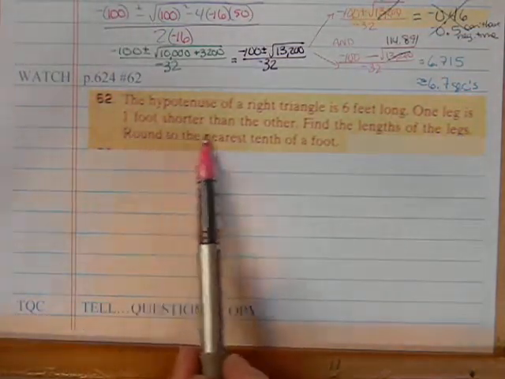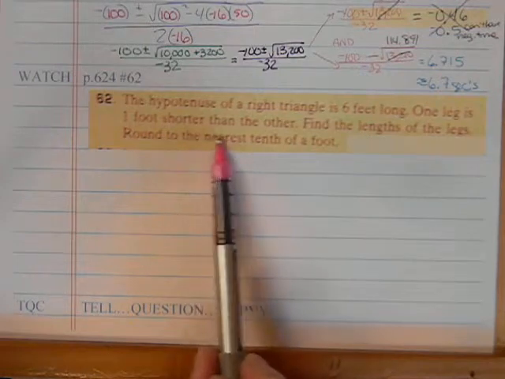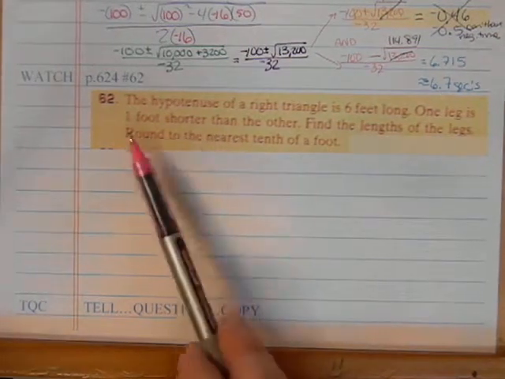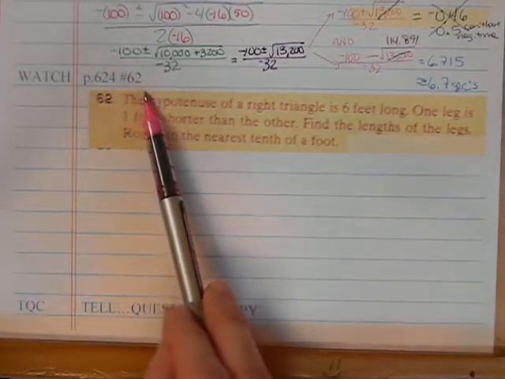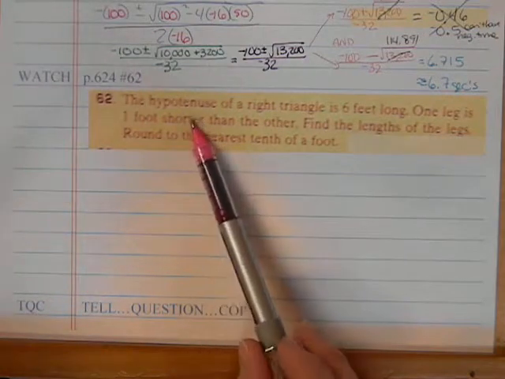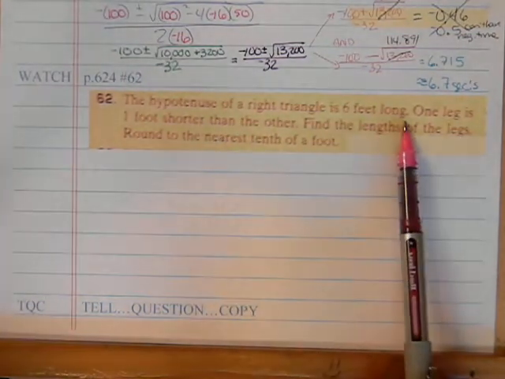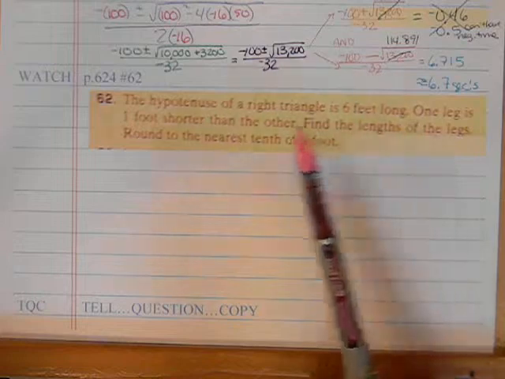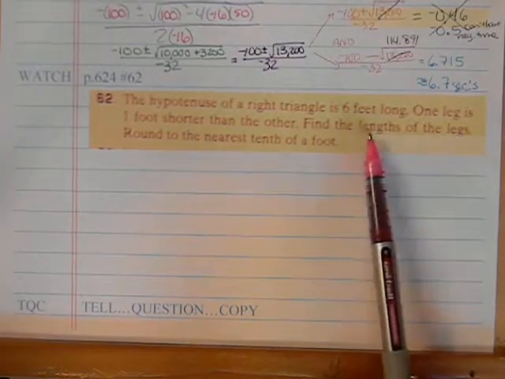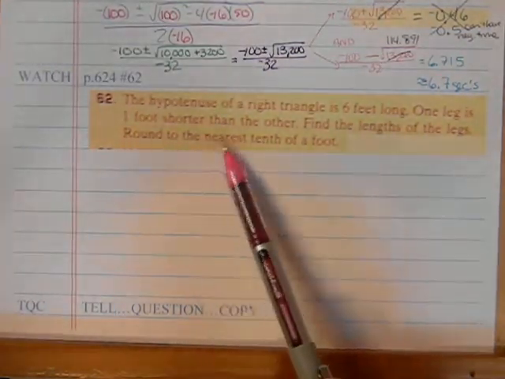Number 62, and I apologize for the blurriness on the notes here, but you can follow along in the book on page 624, number 62. The hypotenuse of a right triangle is 6 feet long. One leg is 1 foot shorter than the other. Find the lengths of the legs, round to the nearest tenth of a foot.